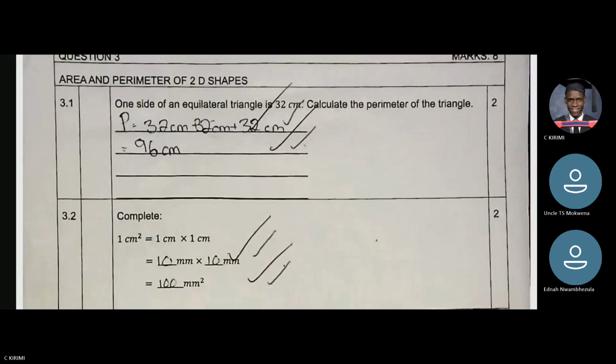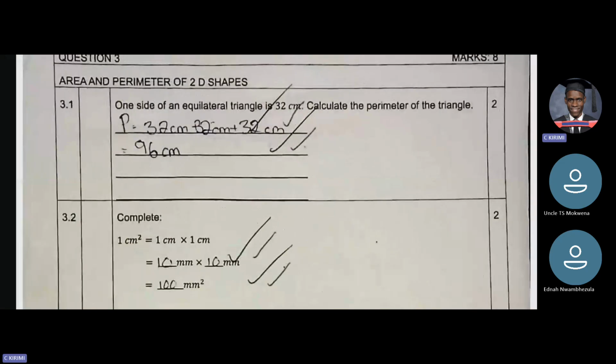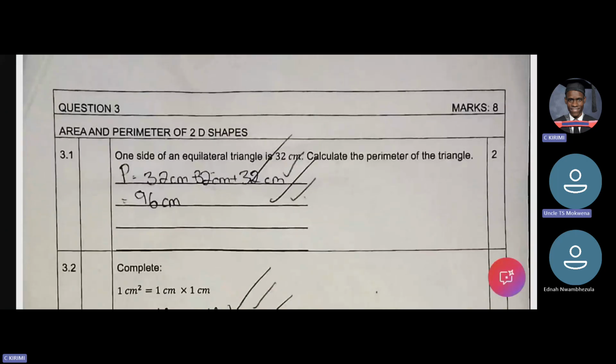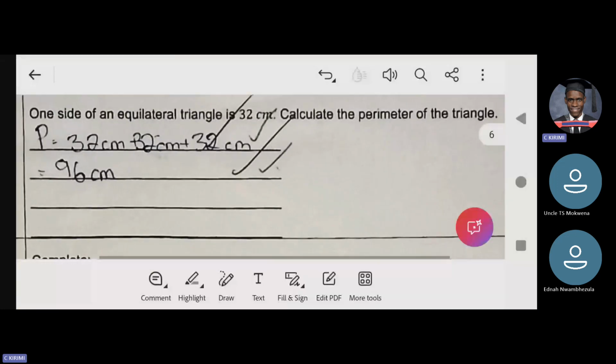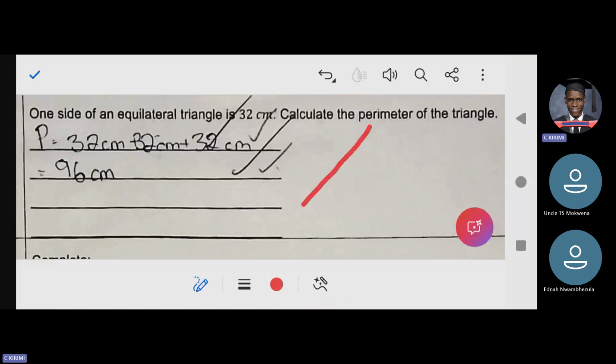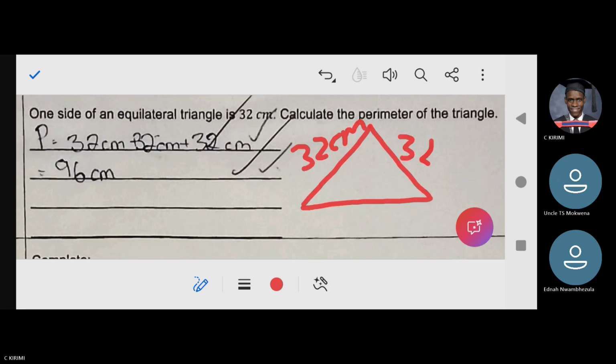Number 3 is talking about area and perimeter of 2D shapes. One side of an equilateral triangle is 32 centimeters. So now they want you to use your knowledge of equilateral triangles. We said all sides are equal. So one side of an equilateral triangle is 32 centimeters, which means this one is also 32, and this one is also 32.